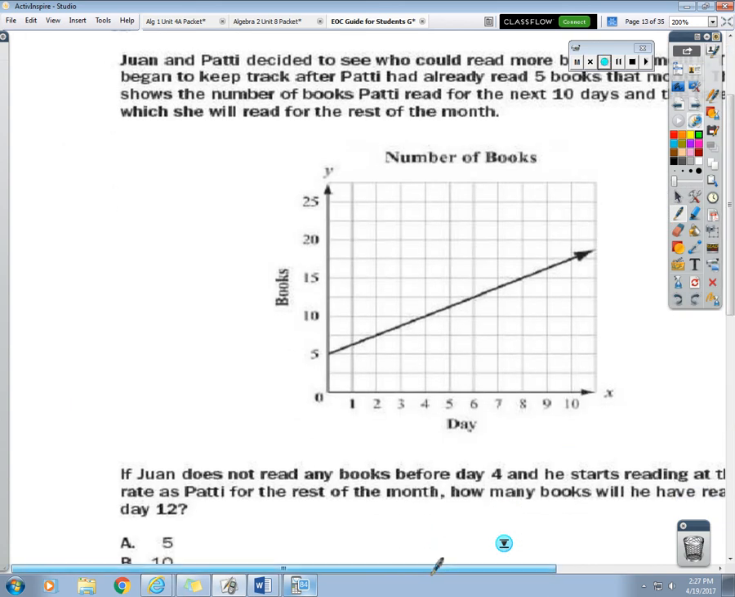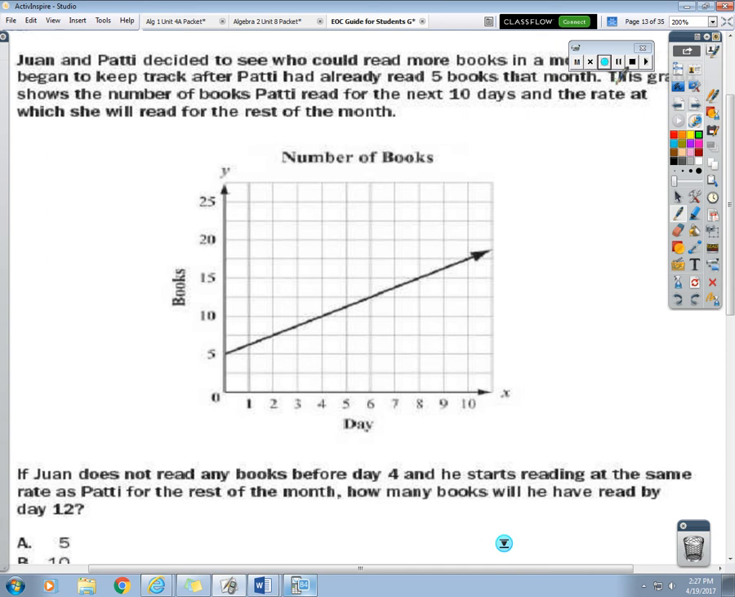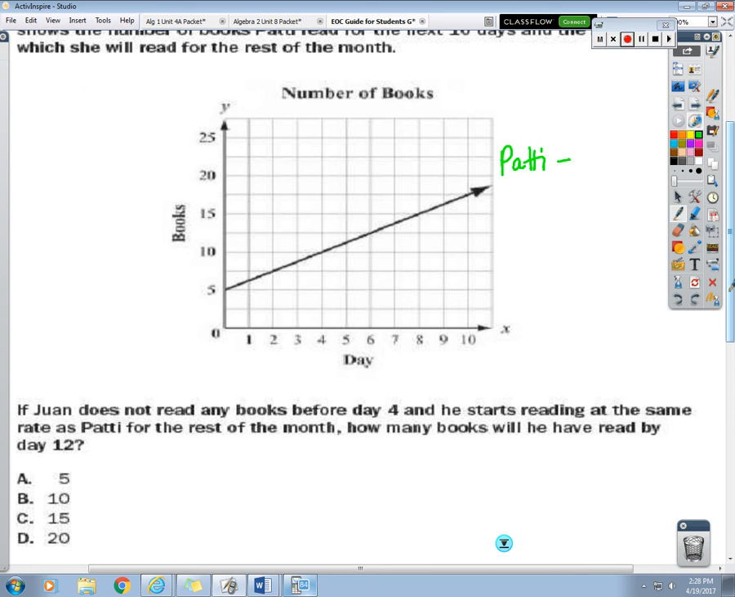Juan and Patty decided to see who could read more books in a month. They began to keep track after Patty had already read 5 books that month. This graph shows the number of books Patty read for the next 10 days and the rate which she will read for the rest of the month. Okay, so the graph is all about Patty. So beside it I'm going to write Patty. If Juan does not read any books before day 4, and he starts reading at the same rate as Patty for the rest of the month, how many will he have read by day 12?